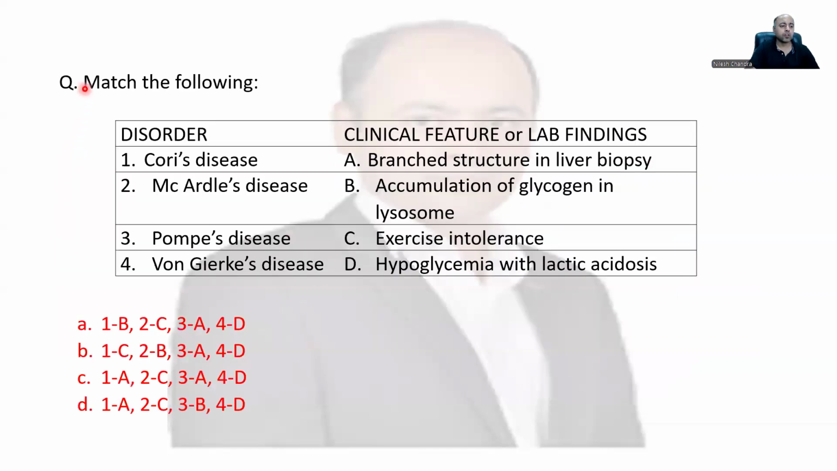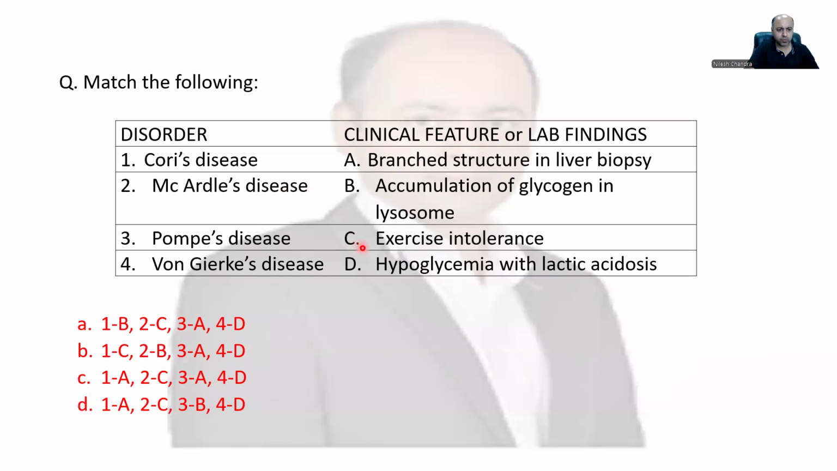Match the following disorder with clinical feature or lab finding: Cori's disease, McArdle disease, Pompe's disease, von Gierke's disease. Options are: branch structure in liver biopsy, accumulation of glycogen in lysosome, exercise intolerance, hypoglycemia with lactic acidosis. So Cori's should present with the branch structure in liver biopsy. That is correct. One should be matched with A. So we are looking at options C and D.